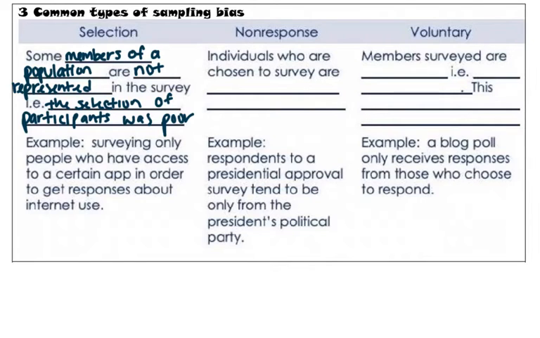Okay, number 2, non-response. So individuals who are chosen to survey are unable or unwilling to respond. It's like me when the census comes around. I just hide in my house because I don't care. So an example, respondents to the presidential approval survey tend to be only from the president's political party.